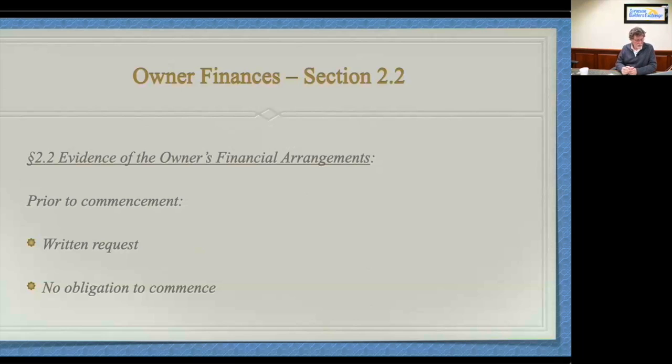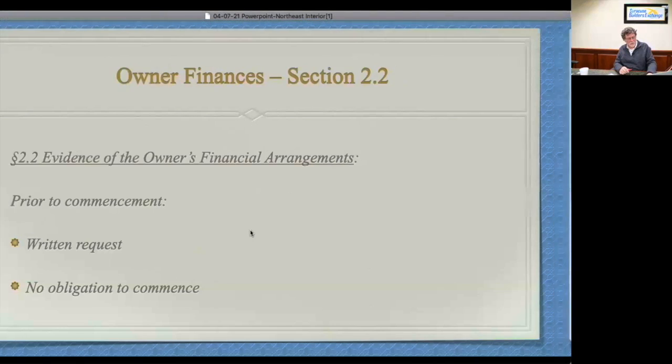Prior to commencement, you do it by written request. And if you don't get it, you have no obligation to begin the work. The problem is that the document doesn't really tell us what's adequate or what you can get. There's no laundry list in the AIA document, okay? Our suggestion, since this document came out a few years ago, has been to modify it to list the things that you as a contractor might want to get from an owner, you know, evidence of funding, a copy of a loan contract, things of this nature. Who's the bank? How much is the loan? But if you don't get it, no obligation to commence.